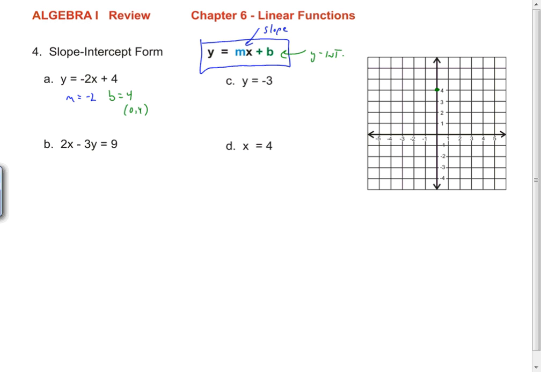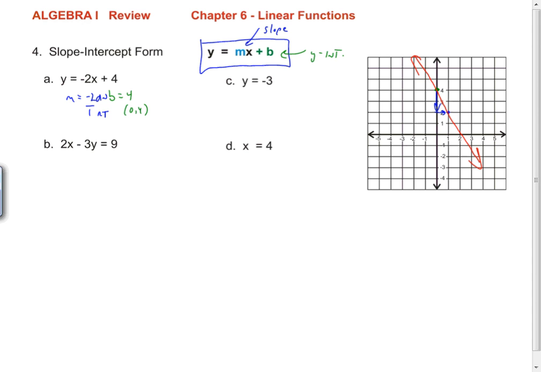From there, I'm going to use my slope. Remember, a negative 2 is a negative 2 over 1. The top is up or down. Negative is down. The bottom is left, right. Positive is right. I need to go down 2 and to the right 1 from my y-intercept. Down 2, to the right 1. There's my second point. Draw the line. Okay, so there's that first line.